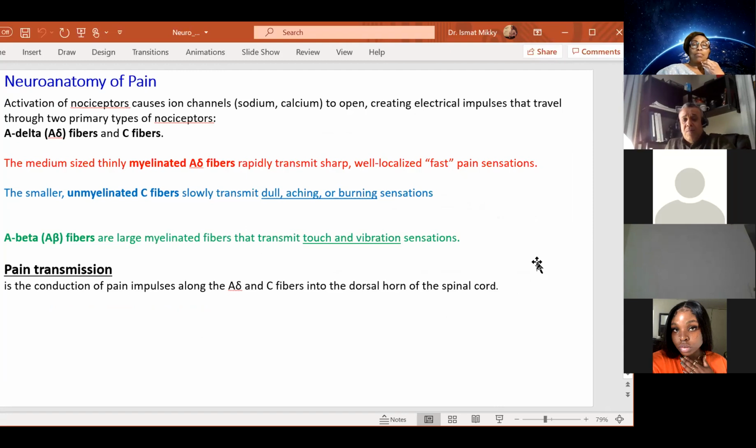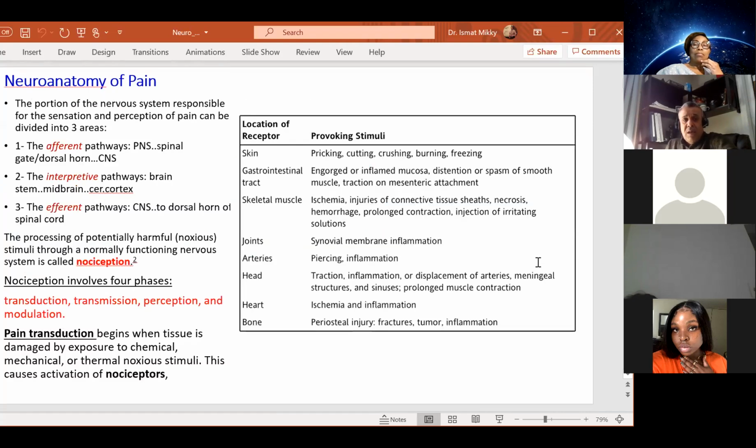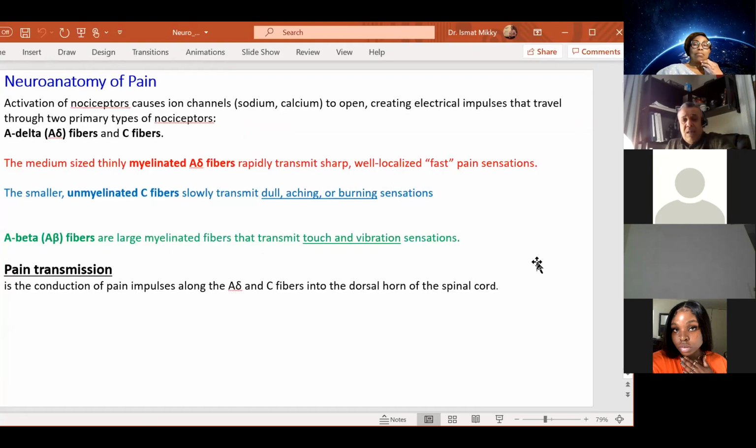Now, the nociceptors are free nerve endings in the skin and muscles. They are located also in the joints, arteries, and the viscera, which are the internal organs. There are two different types of fibers. The first one is the A delta fiber, which is a medium size fiber.